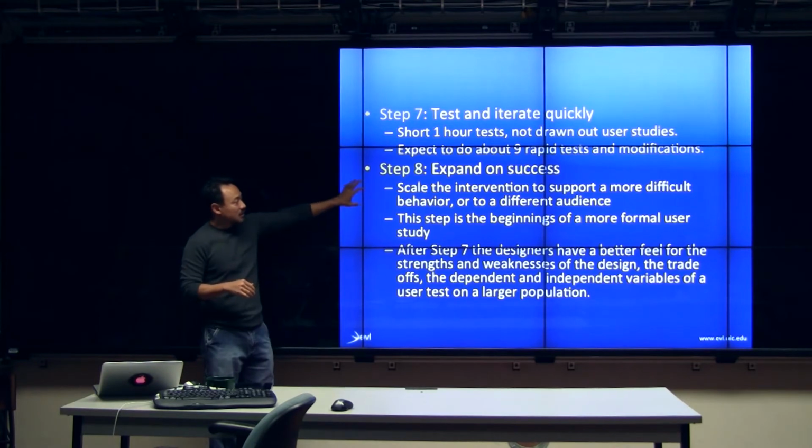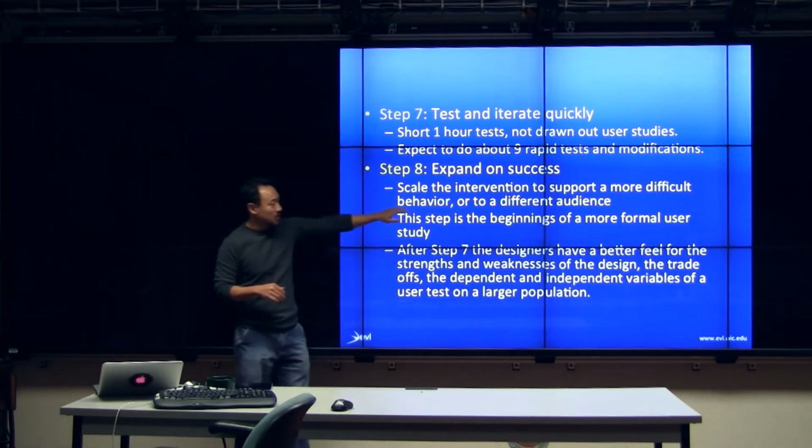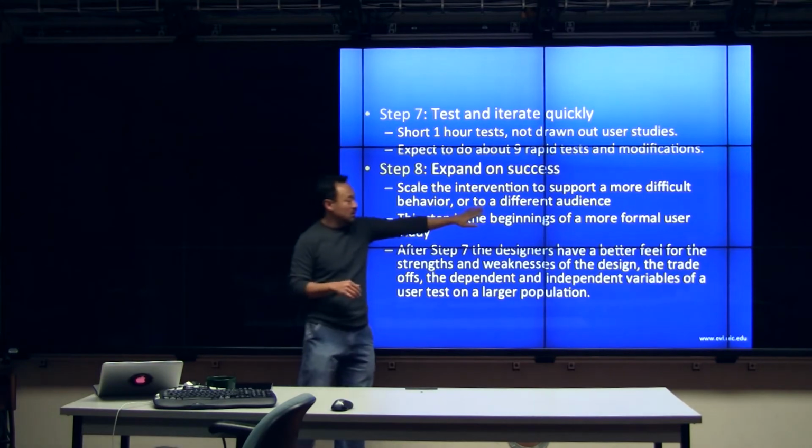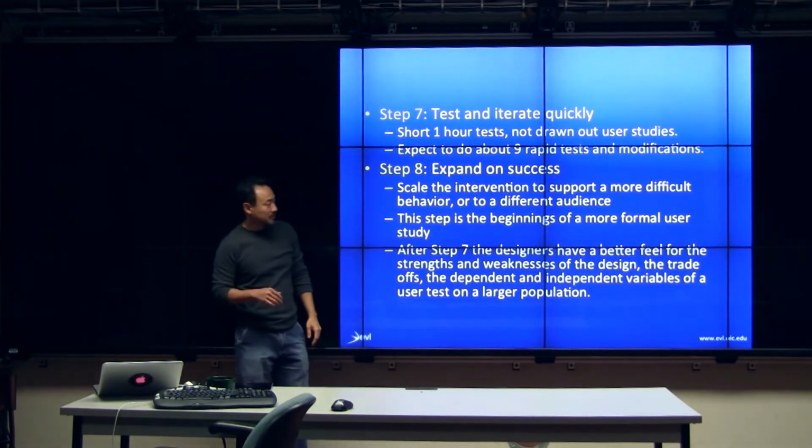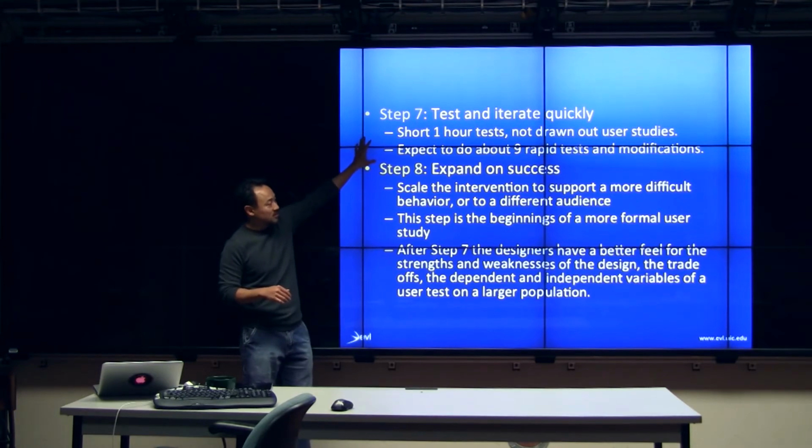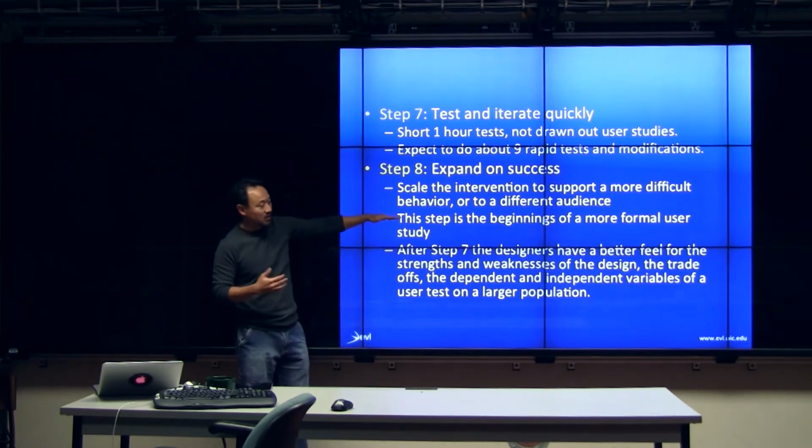Right? Then in step 8, that's where you're in better shape. You can expand on your success. You can scale the intervention to support a more difficult behavior or to a different audience, for example. Right? This is where because you have built a robust enough technology, you can actually start looking at larger population groups to study to validate your technology. Right?